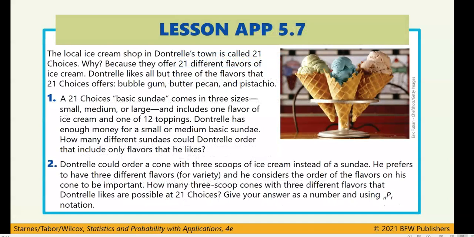Okay, so let's try this one. Local ice cream shop. It's called 21 Choices because they offer 21 different flavors. Love it. This person likes all but 3 of the flavors. So he doesn't like bubblegum, butter pecan, or pistachio. So 21 Choices are the basic sundae, come in 3 sizes: small, medium, large, includes 1 flavor of ice cream and 1 of the 12 toppings. Dontrella has enough money for small and medium basic sundae. How many different sundaes could Dontrella order with only the flavors he likes?